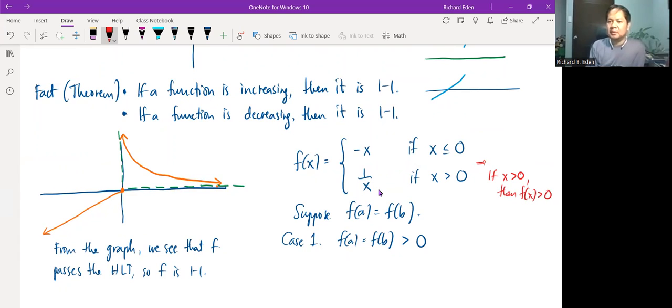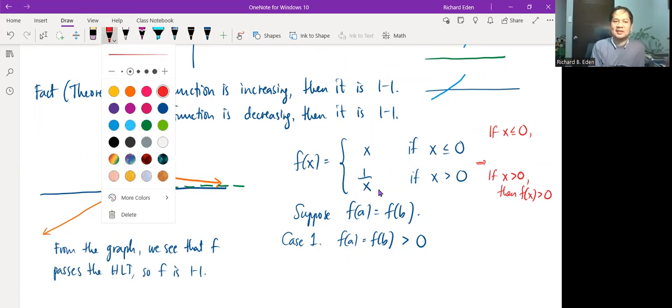And then suppose on the other hand that x is less than or equal to 0. What happens? Oh, hold on. Sorry. I meant x, not negative x.